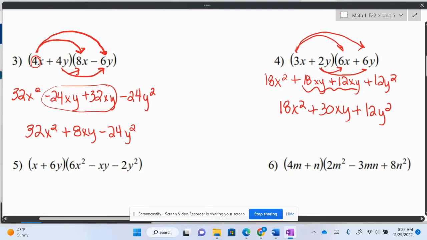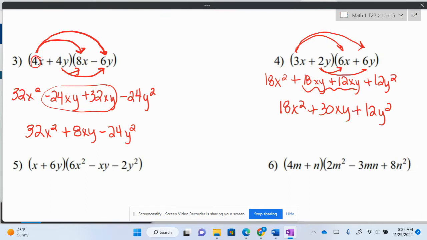Yes? Lainey, do you not have your packet at all? Did you lose your whole packet? Okay, okay.